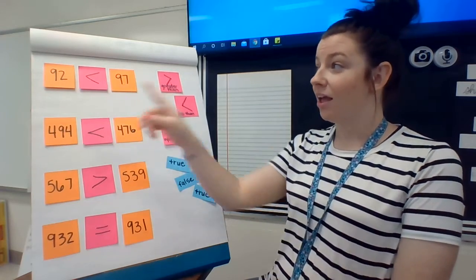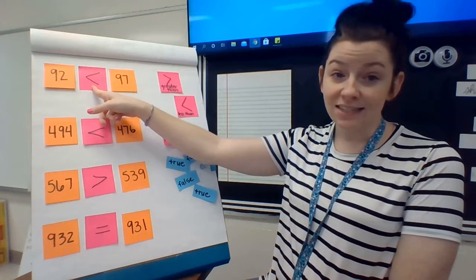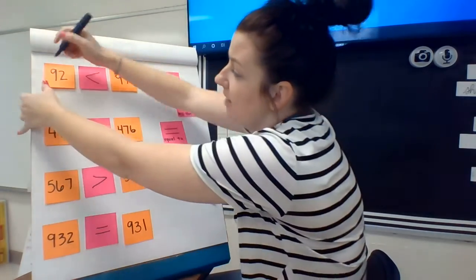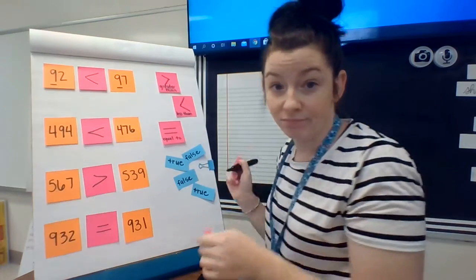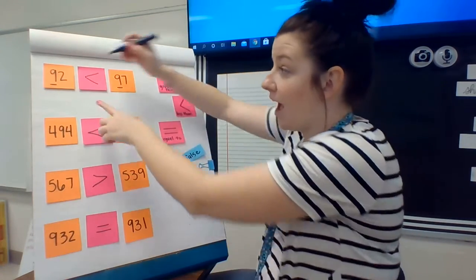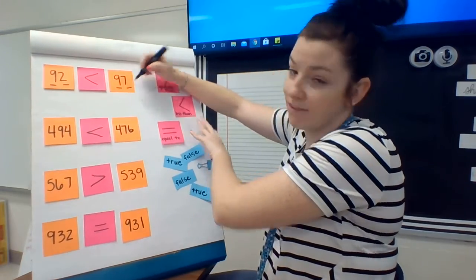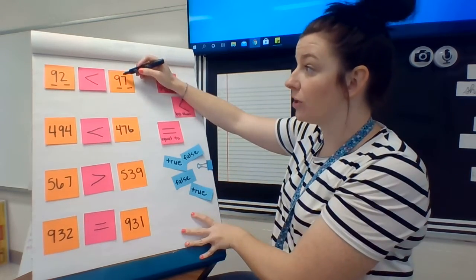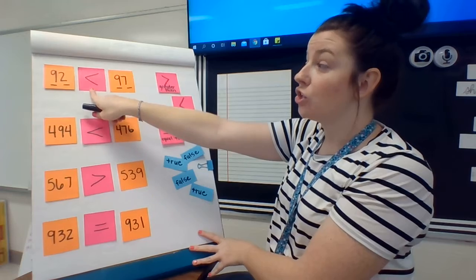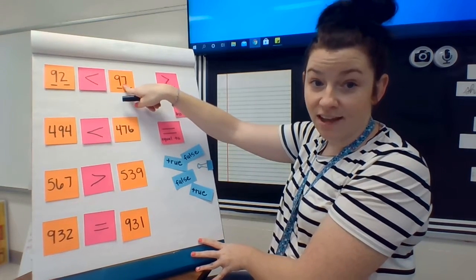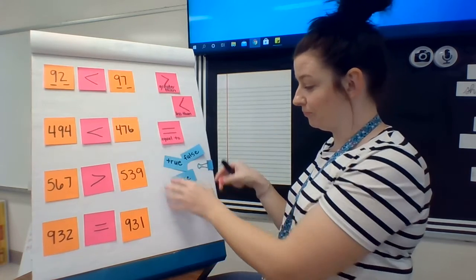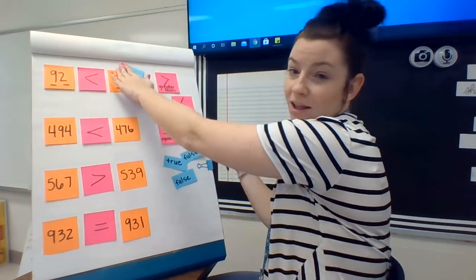So let's look. This says 92 is less than 97. I'm going to look in my biggest place first. In my tens place, I have a 9 and a 9. They're the same. But then I have a 2 in my ones place and a 7 in my ones place. So which one is bigger? 97 for sure, because this 7 is bigger than this 2. If my alligator mouth is eating the 97 and it is the bigger number, is this true or false? It's true. So this one, I would say true.